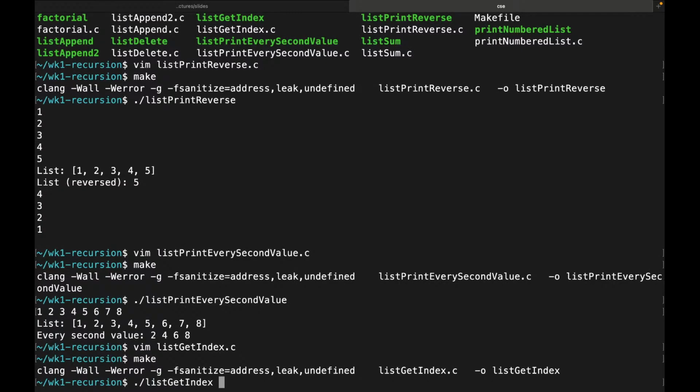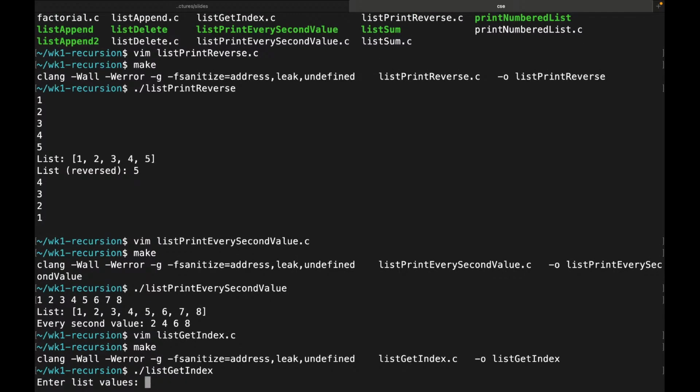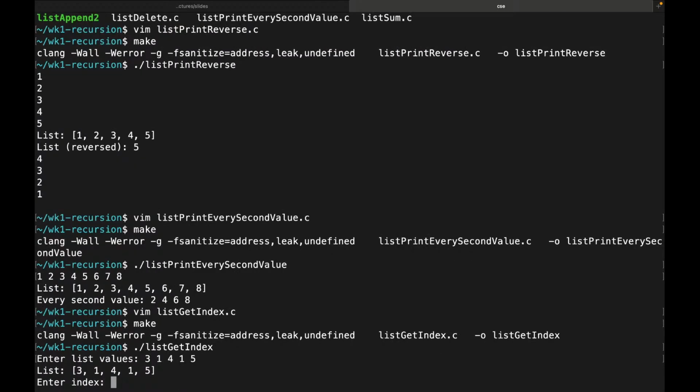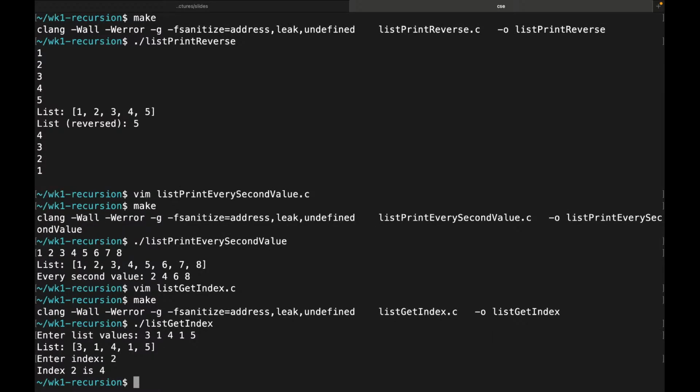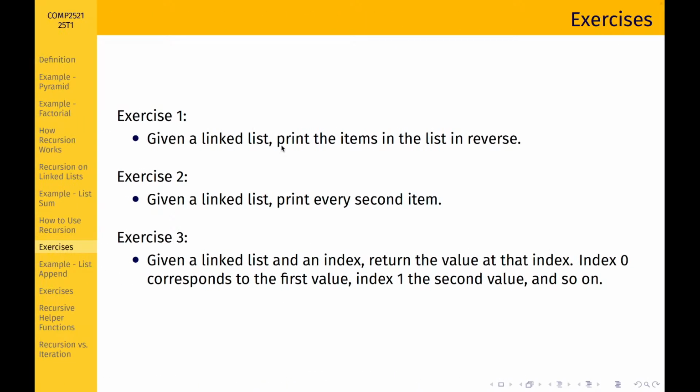List get index. So let's enter some list values, and let's enter an index. So let's put index 2, and index 2 is 4. Okay, so we did it. Those are some simple examples of recursion in a linked list.